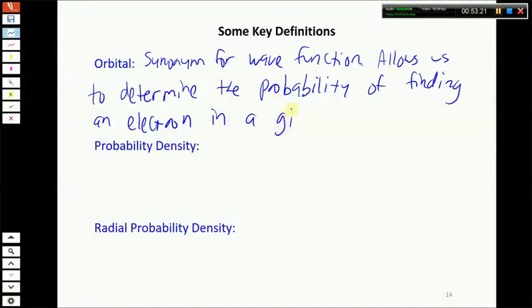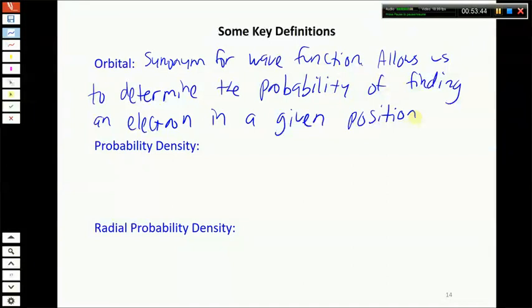In a given position. So we can't know exactly where it is, but we know what its probability is of being there, and then we can define a region in space where it is likely to be found, let's say 90% of the time is how we typically do it. So that's what we mean by orbital. It's a region of space, and it's dictated by probability of finding the electron there, although we don't know exactly where the electron is at any given time.